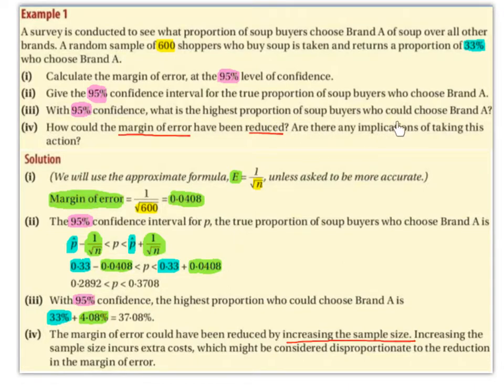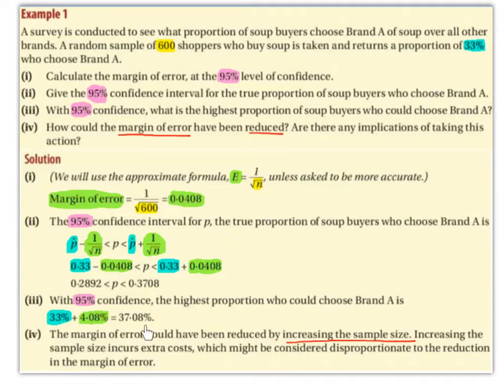Part 4. How could the margin of error have been reduced? And are there any implications of taking this action? So remember, our margin of error was 0.0408, or you could say 4.08%. So how could this number have been made smaller? How could our margin of error have been reduced?